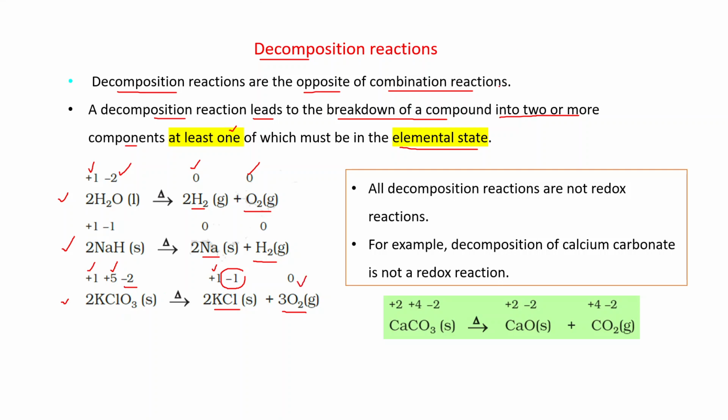But all decomposition reactions are not redox reactions. For example, the decomposition of calcium carbonate is not a redox reaction. See this reaction: CaCO3 gives CaO plus CO2. If you check the oxidation number of each atom on both sides, calcium is plus 2 on the reactant side, and on the product side this is also plus 2. Carbon is plus 4 in CaCO3 and carbon in CO2 is plus 4. Oxygen in CaCO3 is minus 2 and oxygen in CO2 is minus 2. So this is a decomposition reaction, but it is not a redox reaction.